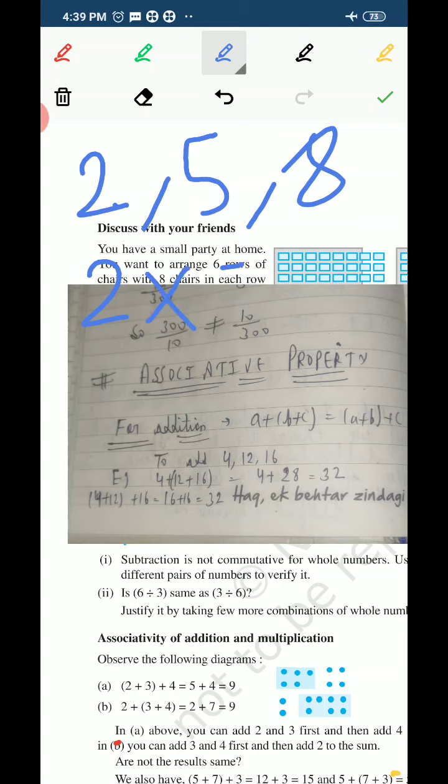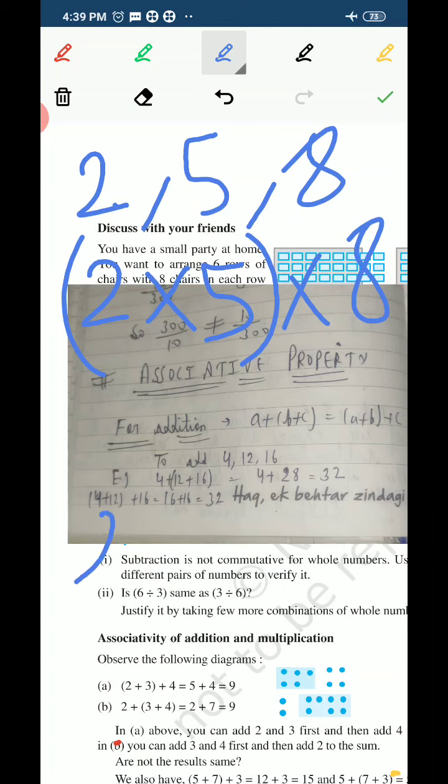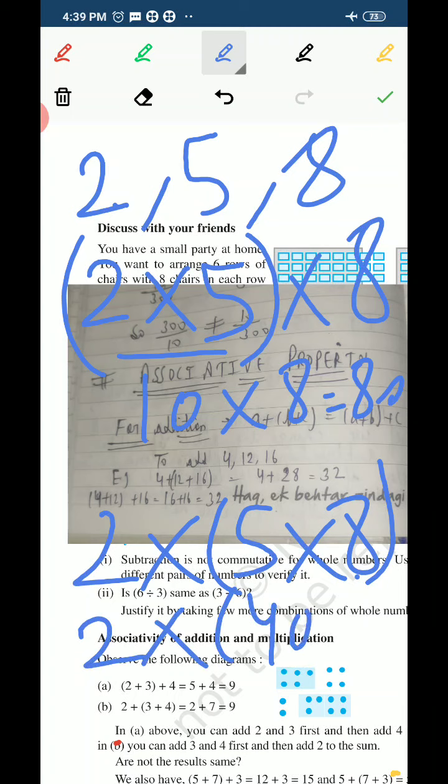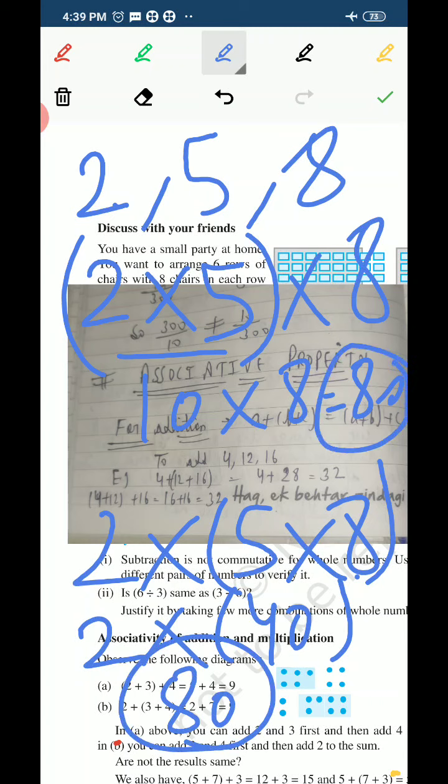We will associate 2 and 5 with a bracket, and this association will be multiplied with 8. Or we can associate 5 and 8 and multiply that association with 2. So 2 and 5 will become 10, and 10 into 8 will be 80. In the next case, 5 into 8 will be 40, and 40 into 2 will be 80. So you can see that in both the cases the answer is 80.